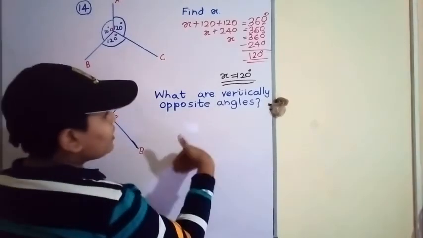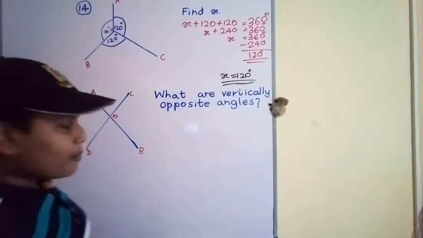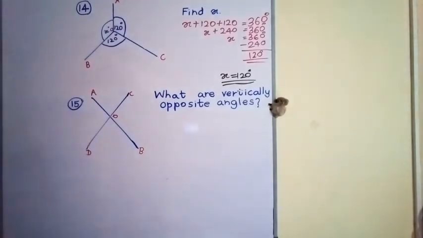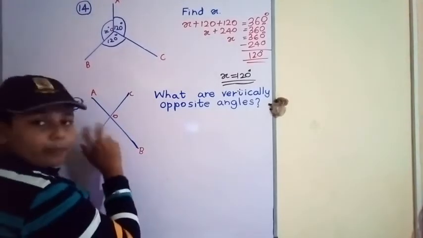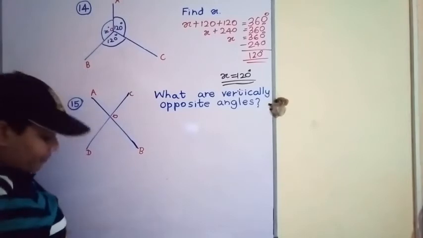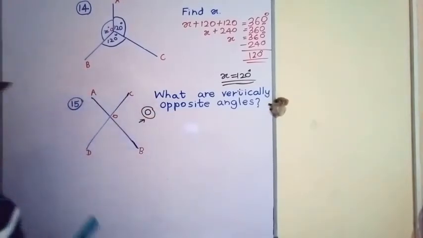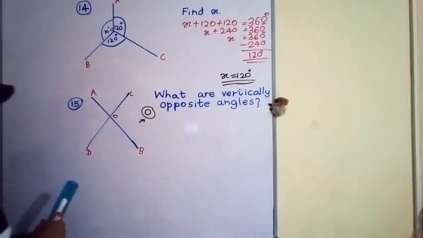What are the vertically opposite angles? For the question, the hidden one is: what are the pairs of adjacent angles? Now, what is the point? The two straight lines intersect at this O. Now we write the side O. Right? Now what are the vertically opposite angles?